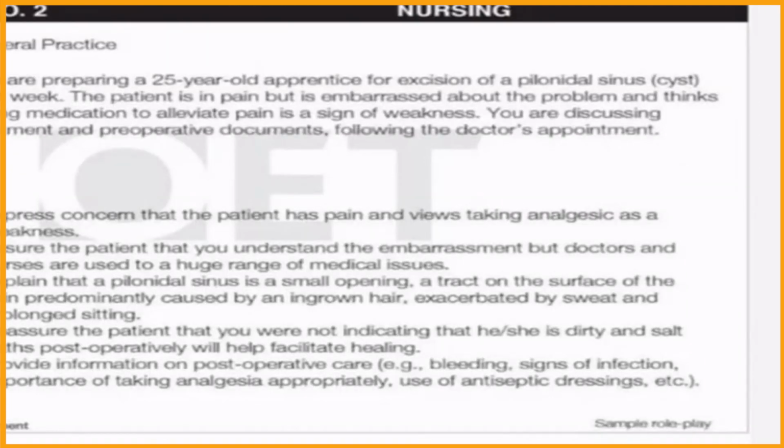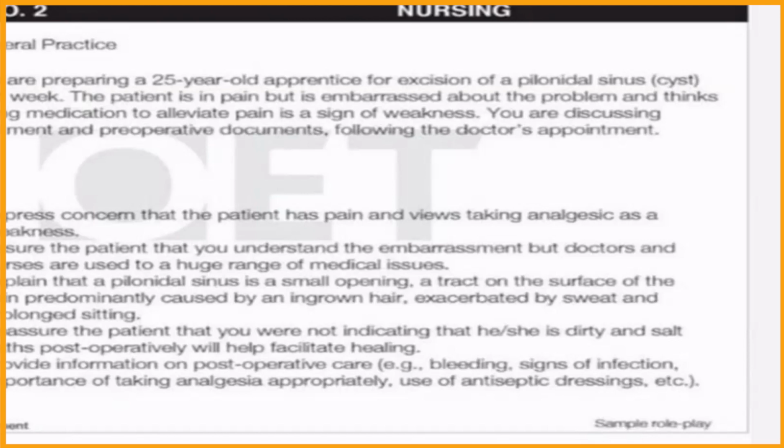Then read the third task. Explain that a pilonoidal sinus is a small opening, a tract on the surface of the skin predominantly caused by an ingrown hair, exacerbated by sweat and prolonged sitting. You're explaining what a pilonidal sinus is. Okay, it's a small opening. Predominantly, what does that mean? Mainly. Exacerbated, aggravated. Another word for that. Aggravated. Prolonged sitting. Continuous sitting for a long period of time.